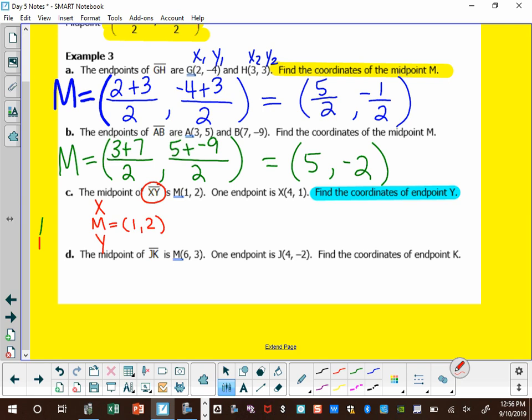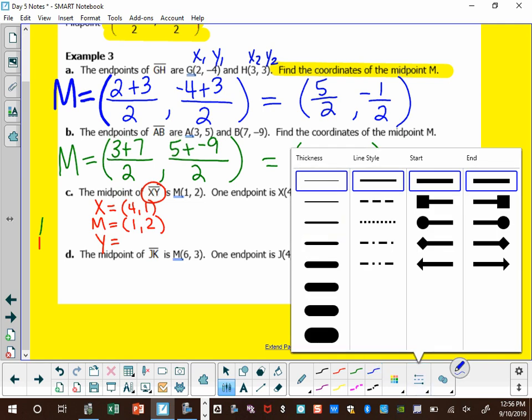And for x, what, 4, 1? Yes, for my X coordinate, Chris just told us it is 4, 1. What about for y? Okay, that's what we have to find. They're asking us to find the coordinates of y. So here's what we're going to do.